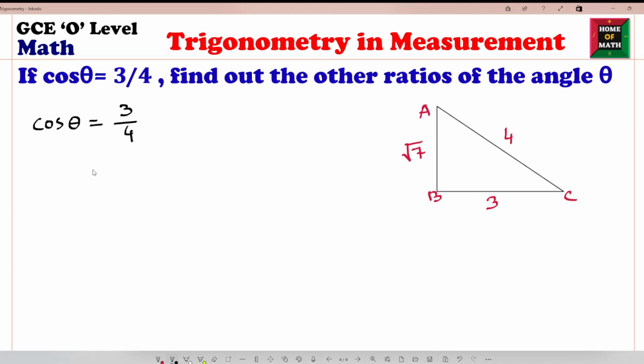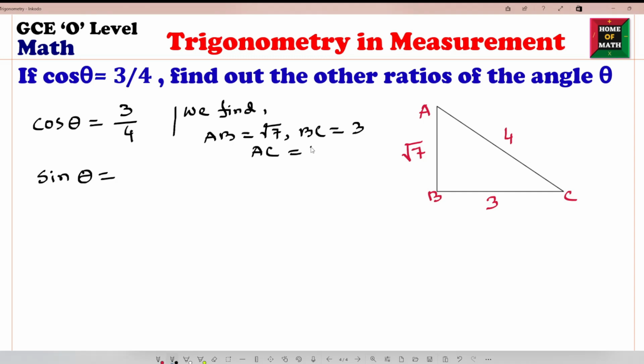So now we will find the other ratios, like sine theta. One more thing, we found AB equals root 7, BC equals 3, AC equals 4. So sine theta means what? Sine theta is adjacent or opposite? Which one? Opposite. So this one is opposite, this one is adjacent, and this one is hypotenuse. So sine theta is what? Root 7 divided by 4.